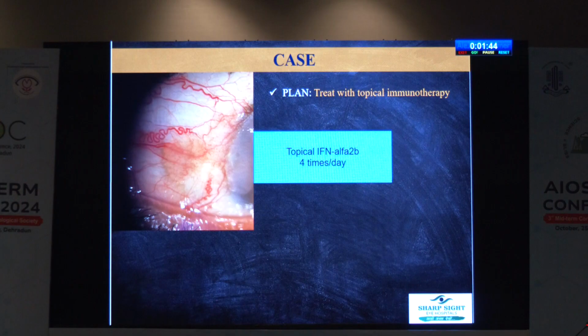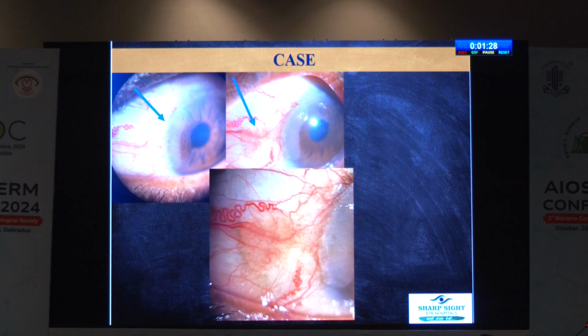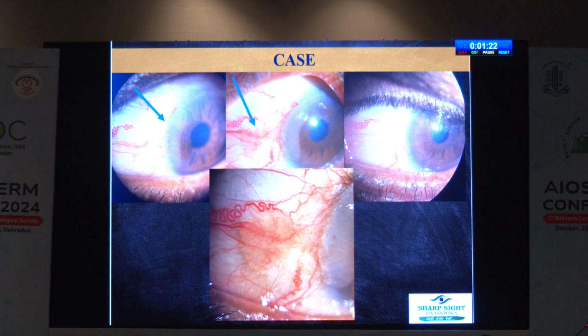So the patient was started on topical immunotherapy as per the standard protocol, and this is how the patient was at 1 month post treatment. So you see that the epithelium is back to normal, and the hyperreflectivity, whatever subtle hyperreflectivity was there, is also gone. So this is how the patient presented. This is how the patient was at the first follow-up, that is 6 weeks, and this is how the patient was post-therapy.